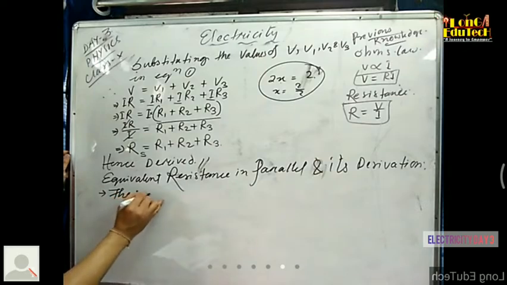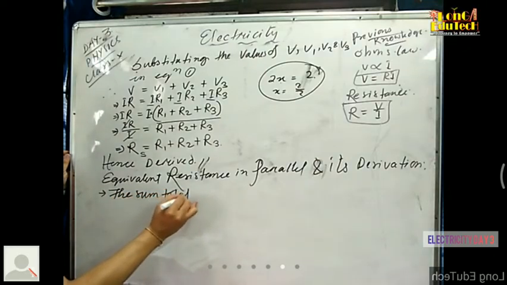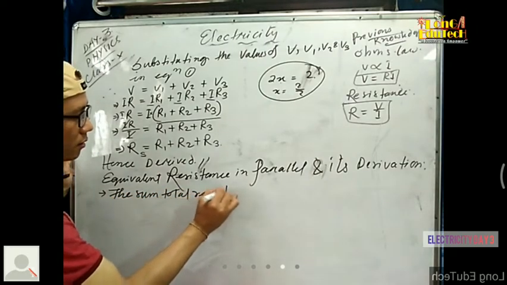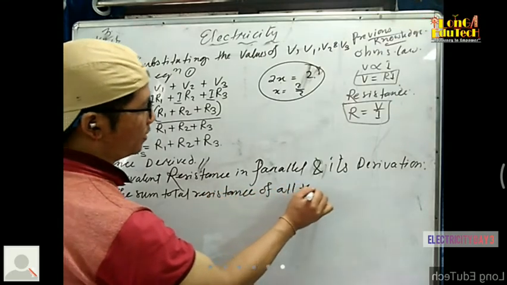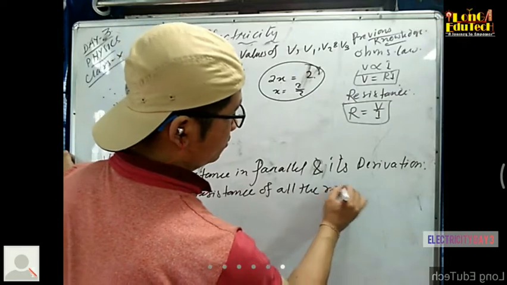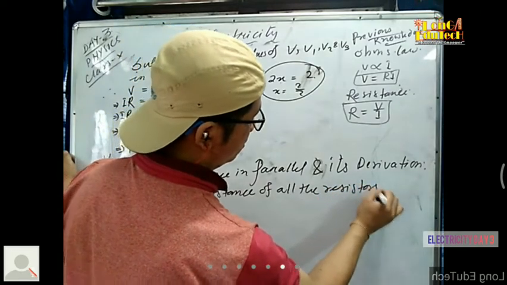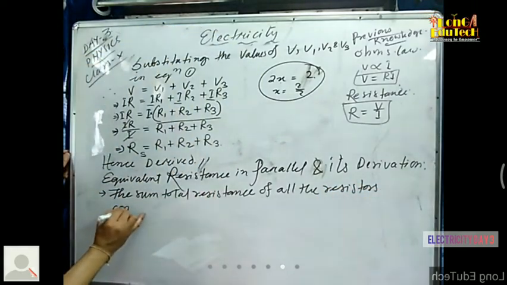The sum total resistance of all the resistors connected in parallel.